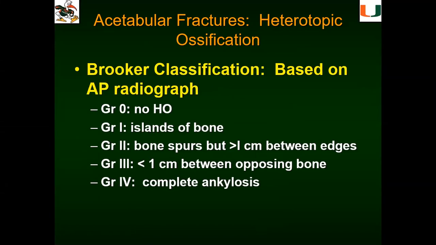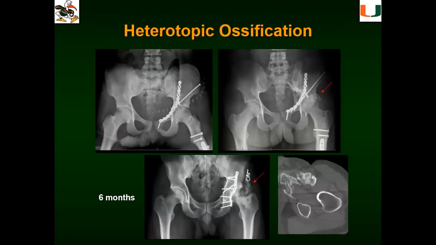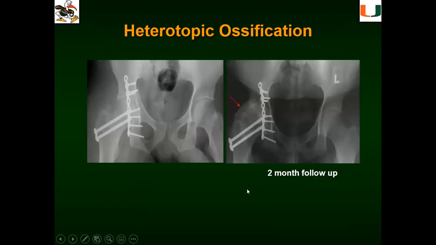Obviously, we're all familiar with the Brooker classification. Again, based on the x-rays from 0 to 4 for the degree of heterotopic calcification. So let me show you some examples. This is immediate post-op. This is a 24-year-old immediate post-op. So obviously high energy trauma, because beyond the pelvic and acetabular fractures, there was also a femoral shaft fracture, and unfortunately developed extensive heterotopic calcification 6 months after surgery.